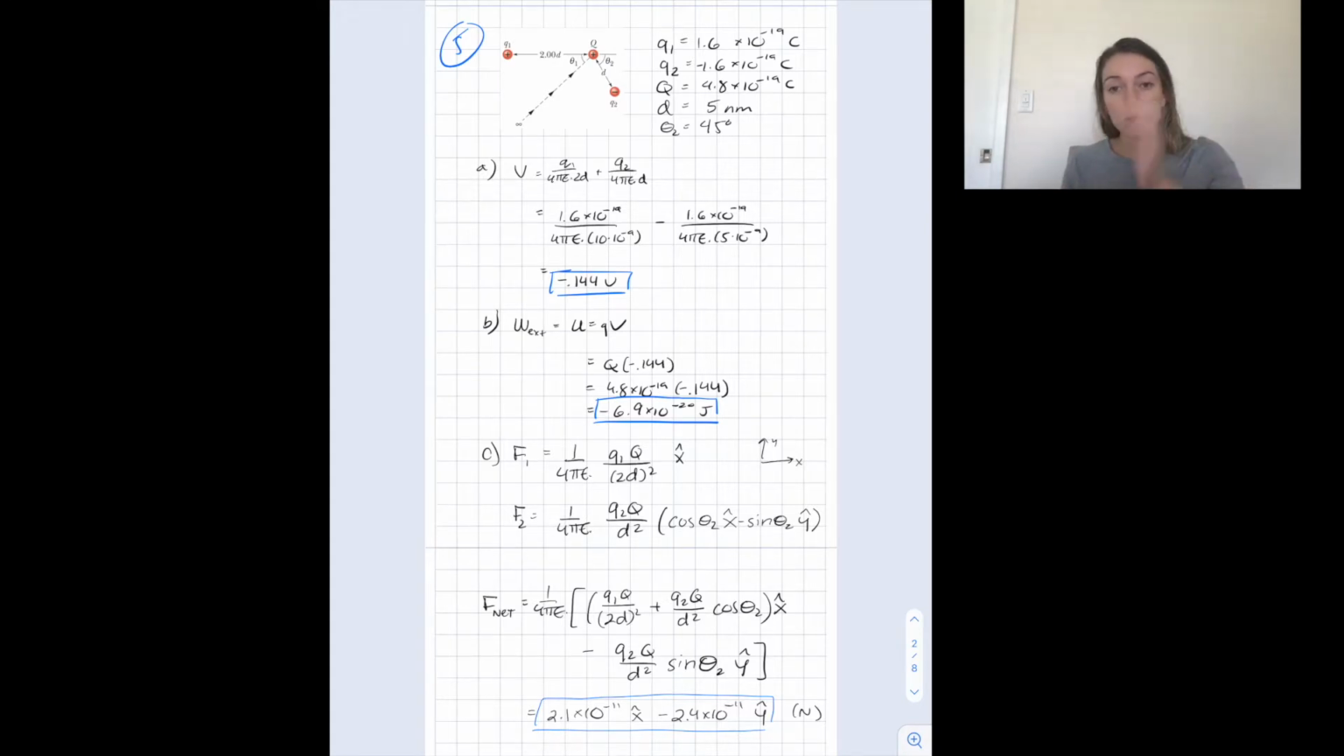So if you lost points on this problem, make sure that you know where you lost points so that you can correct that and be aware and not do that on the final because you'll almost definitely need to use Coulomb's law again on the final.